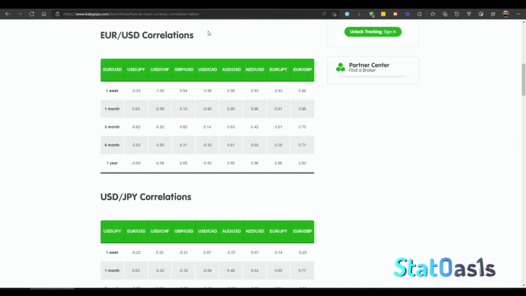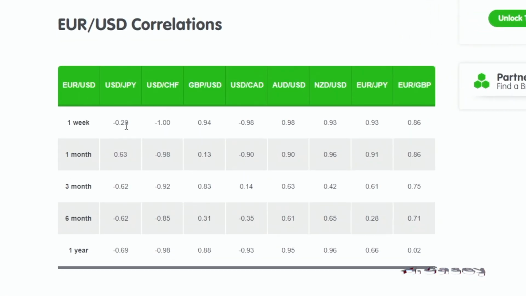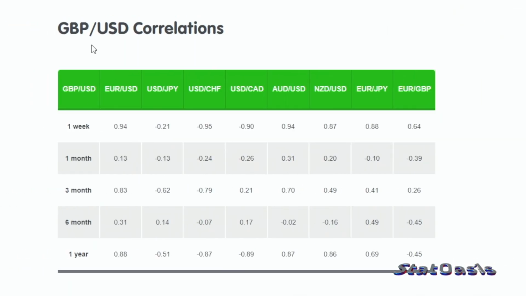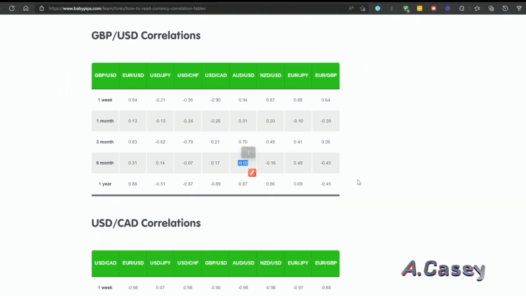The last site I'm going to show you is Baby Pips, which is an educational site. And here is the Euro USD correlation with these pairs over 1 week, 1 month, 3 months, 6 months, and 1 year. And you can see the disparity where this one is minus 0.23 over 1 week and minus 0.69 over 1 year. And for British Pound US dollar compared to the Aussie US dollar, over 1 week is 0.94, and over 6 months it's almost 0.